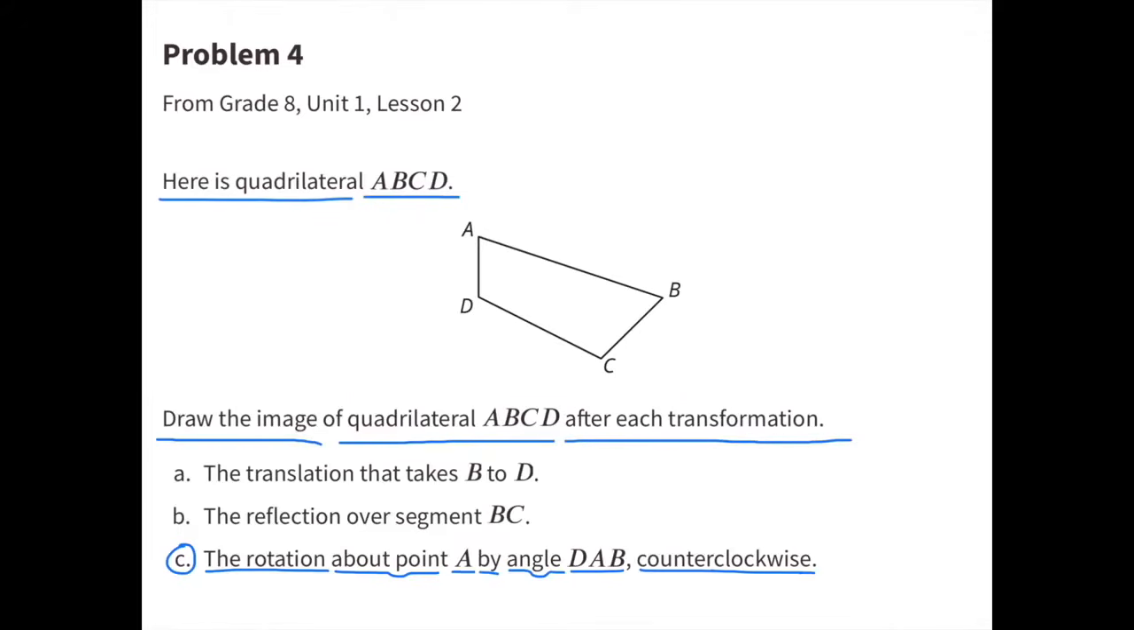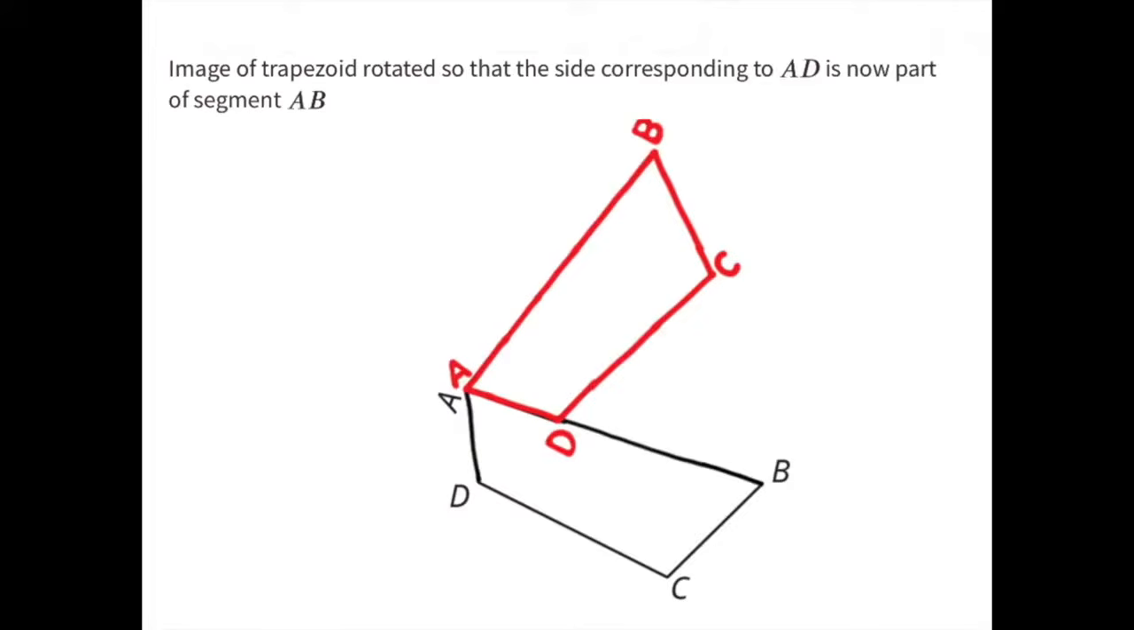C. The rotation about point A by angle DAB counterclockwise. The image is rotated so that the side corresponding to AD is now part of segment AB.